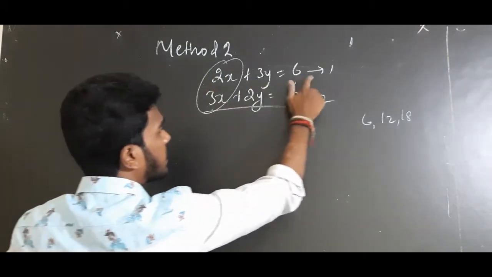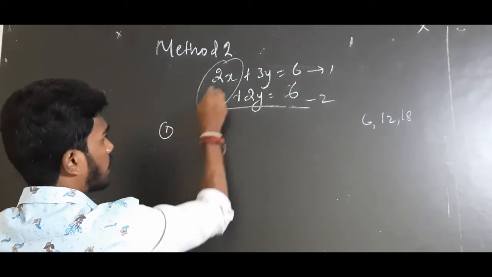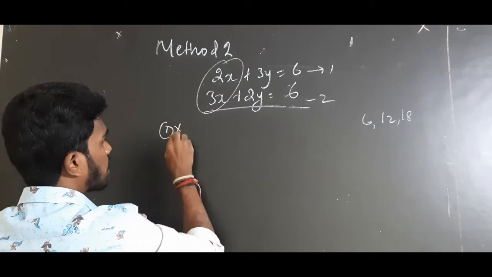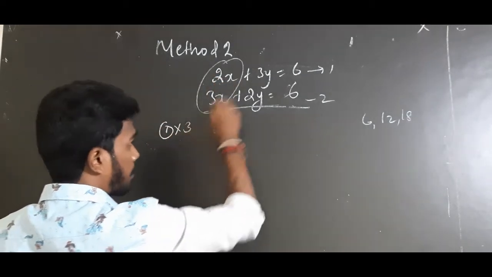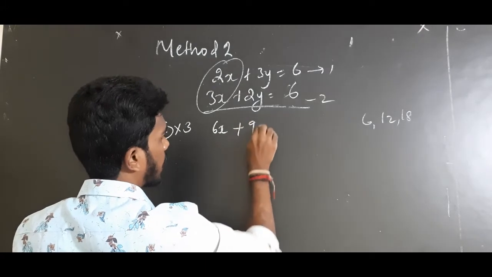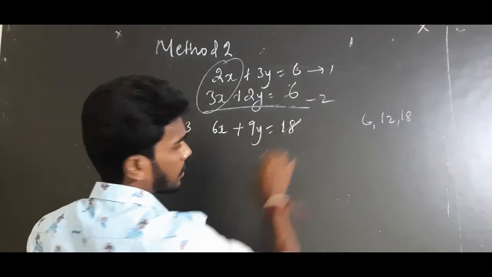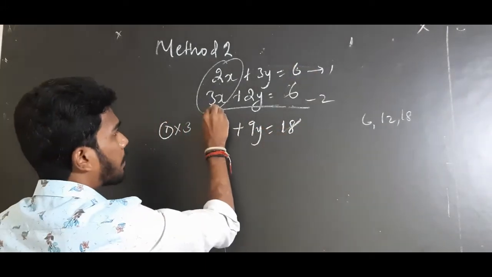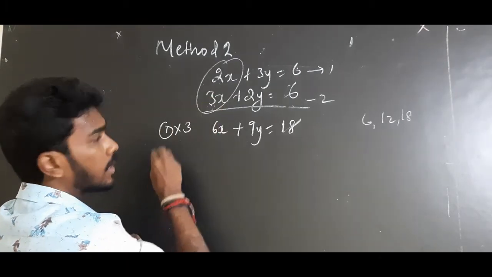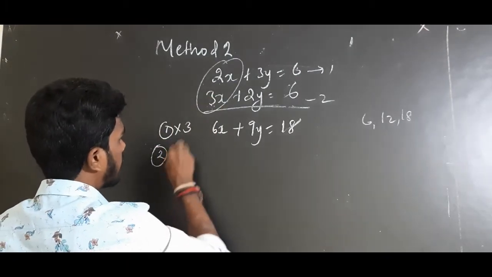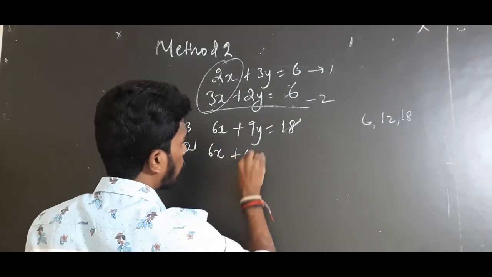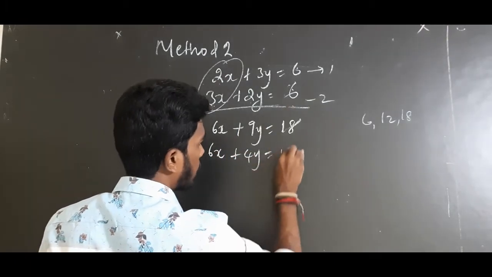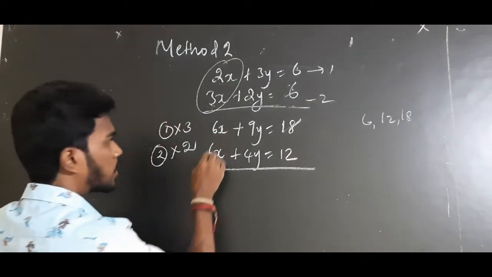So how can I make the first equation give 6 here? The first equation should be multiplied by 3. 2 3s are 6. The same number should be multiplied here also. 3 3s are 9y. 6 3s are 18. Now how can I make the same 6 here? The second equation should be multiplied by 2. 3 2s are 6. 2 2s are 4. 6 2s are 12.